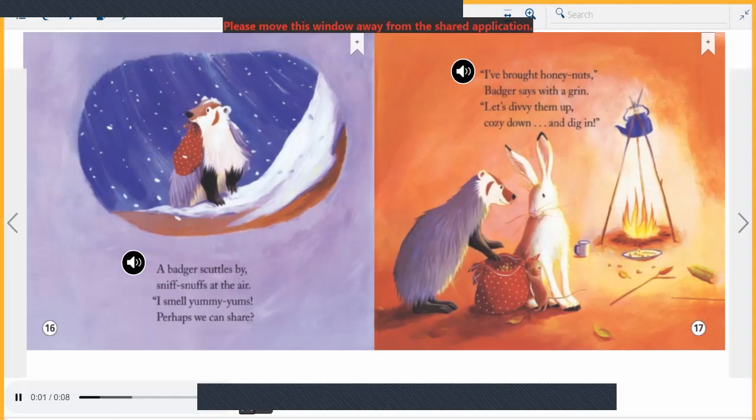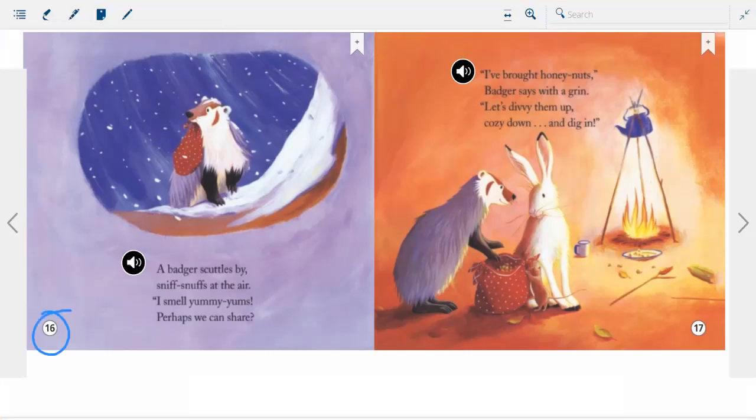A badger scuttles by, sniffs, snuffs at the air. "I smell yummy yums. Perhaps we can share." Can you name the character on this page, page 16, right here? It's Badger. So what does Badger do? Let's see.